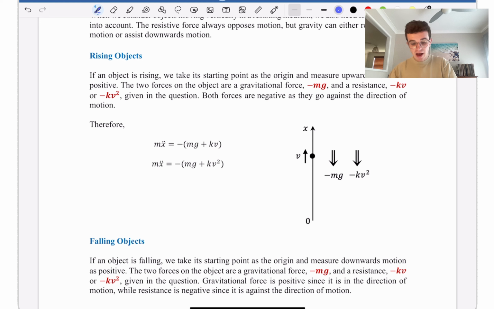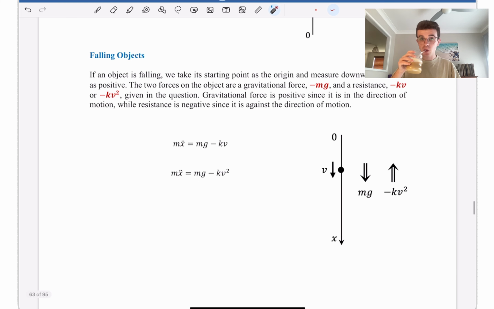Now, if my object is moving up, importantly, we're not talking about rockets in this question. We're talking about objects that are moving up, and once they leave their starting point, nothing is propelling them up, which means there's no upwards force. So the velocity is going up, but then gravity is opposing this, and the resistive force is also opposing it, so they're both negative. So my two equations are minus mg minus kv, or minus mg minus kv squared, because my object's going up and both of these forces are opposing my ascent. Okay.